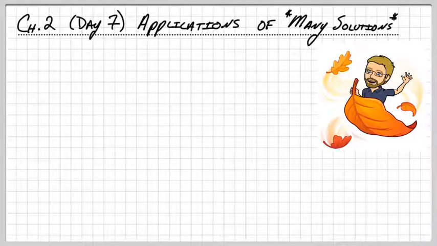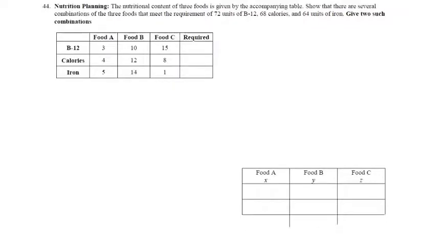Starting with the bottom question on the first page, number 44 about nutrition planning, it says the nutritional content of 3 foods is given by the accompanying table. And there it is, there's your table. Show that there are several combinations of the 3 foods that meet the requirement of 72 units of B12, 68 calories, and 64 units of iron. And for our purposes, we're going to give 2 possible combinations that work here.